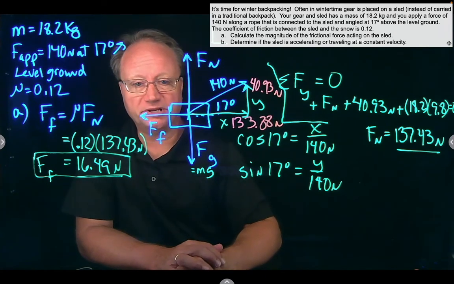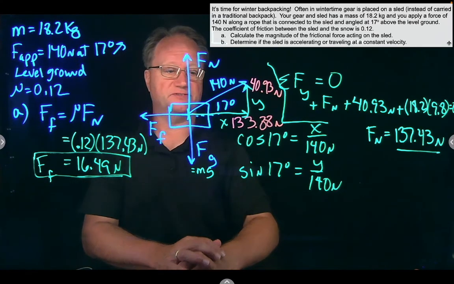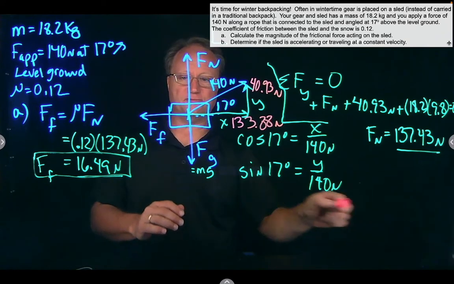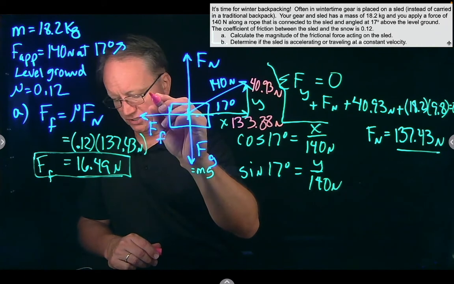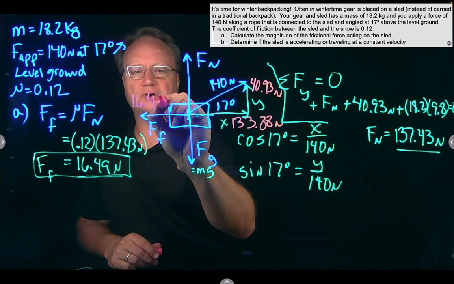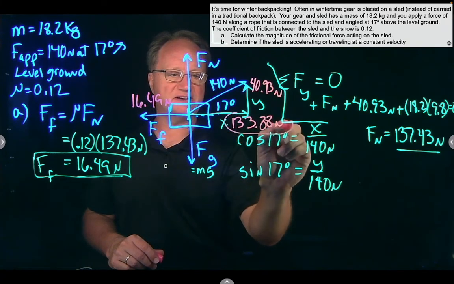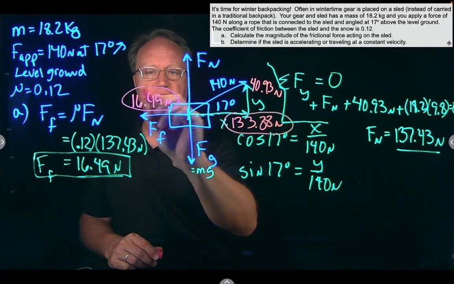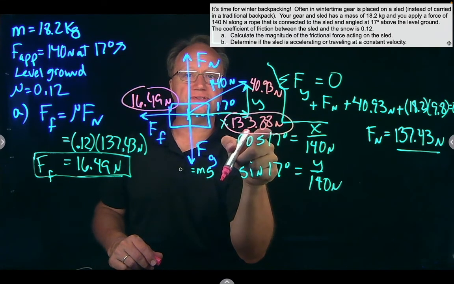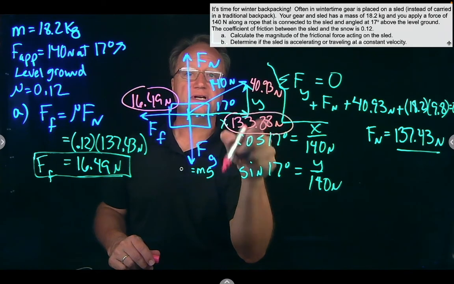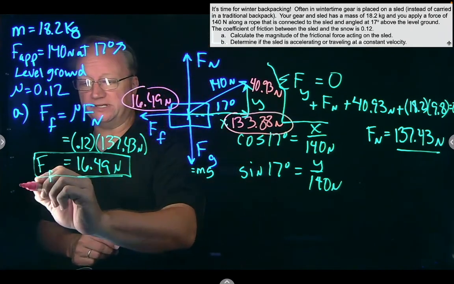Now, looking at part B, determine if the sled is accelerating or if it's traveling at a constant velocity. Well, if we look at the forces we have here, our frictional force, 16.49 newtons, and then the only other horizontal force we have is right there, 133.88, we definitely have extra newtons to the right. And if we have extra newtons, that means we're going to have an acceleration. So it is accelerating.